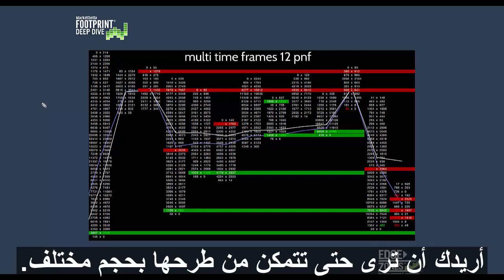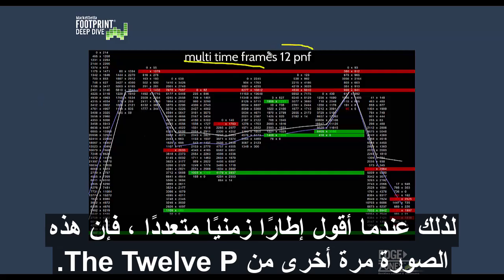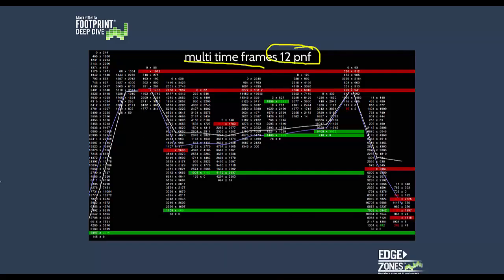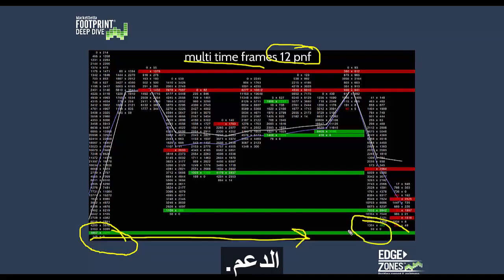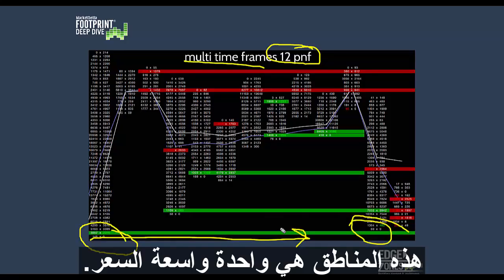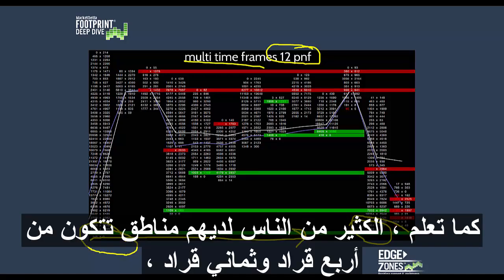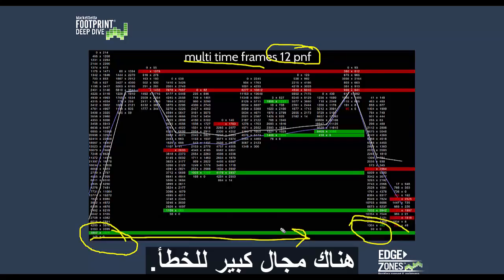So you could throw these up with different volume filters that don't give you too many or too little edge zones. So when I say multi-time frame, this image is again of the 12 PNF. You threw in, on the beginning of this move, a green zone that led to support. The other thing that I didn't mention, and I should, is that these zones are one price wide. You know, a lot of people have zones that are 4 ticks, 8 ticks, 3 points wide. There's a lot of room for error.